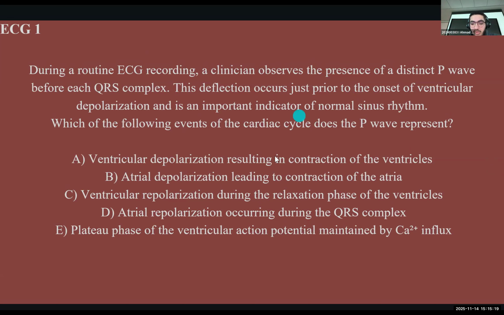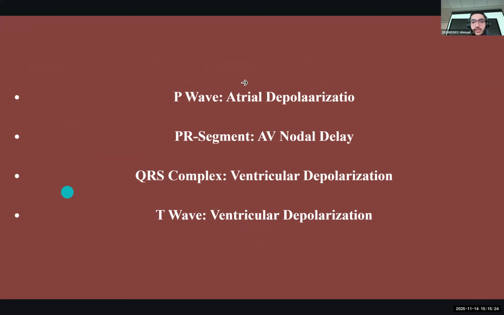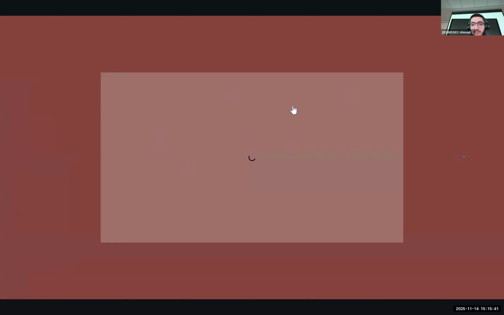So this question is clear, right? But again, I have this summary of what each wave represents on the ECG. We have atrial depolarization. Sorry, there is a typo here. The PR segment is the AV nodal delay. QRS is the ventricular depolarization, and then the T wave is repolarization here. It should be repolarization. Again, another typo, sorry about that. Here I have a link to a video. We're not going to watch it now, but I recommend watching it. It's really good. It's just a 3-minute video showing the electrical impulse through the heart alongside the ECG.